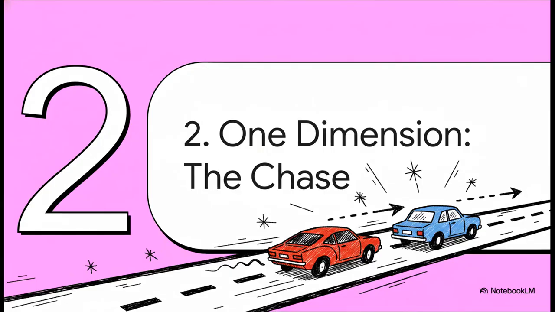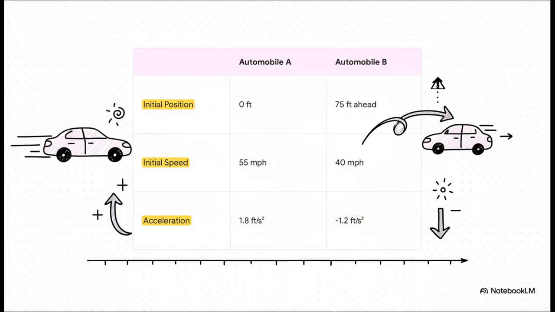So let's put our new toolkit to the test, shall we? We'll use a classic, real-world scenario, a high-stakes chase on a long, straight road. We're going to keep it simple for now, just motion in one dimension. So here's the setup. We have 2 cars on the highway, car A and car B. Car A is trying to catch up. Now, car A is faster and it's accelerating, but car B has a head start, although it's actually slowing down. This table lays out all the key info we need, their starting positions, speeds, and how they're accelerating.